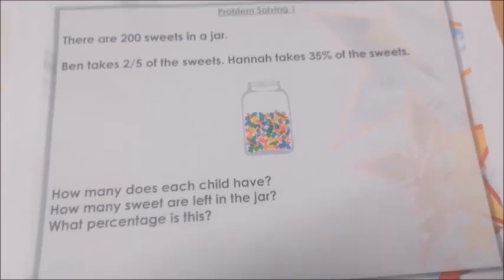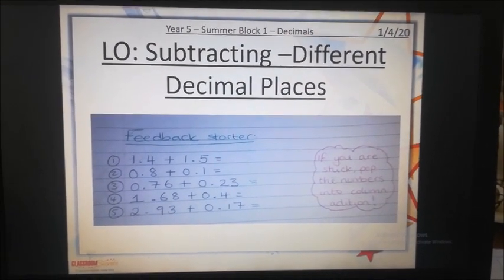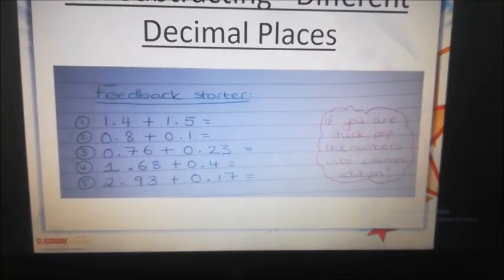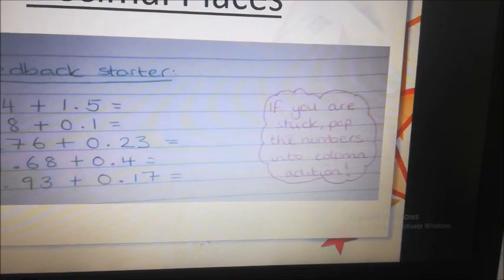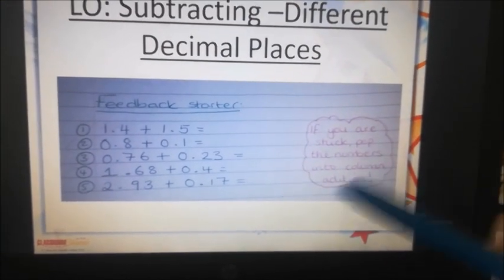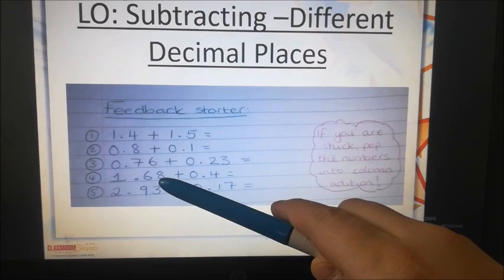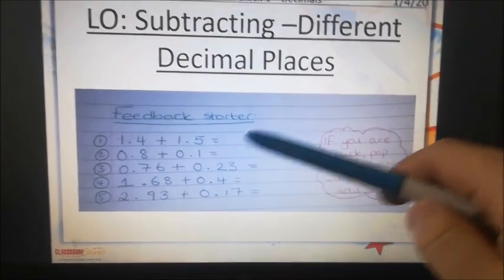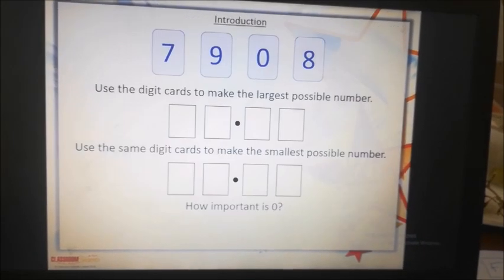Your learning objective today is subtracting different decimal places. Now your feedback starter, still working on yesterday's addition. Down here it says if you're stuck, pop the numbers into column addition. Make sure you do that, please, as here we are only working in tenths, where here we've got tenths and hundredths, so we need a 0 as a placeholder after the 4. So work your way through that. The answers are on the next slide.